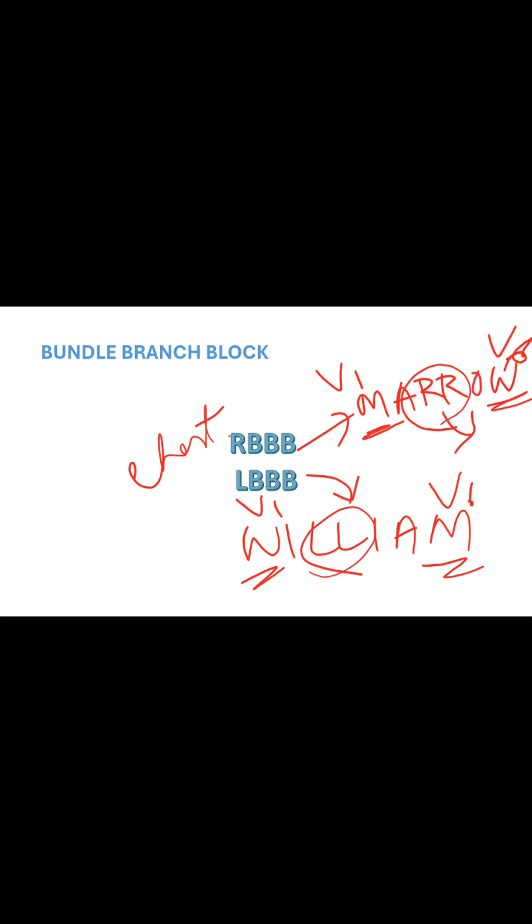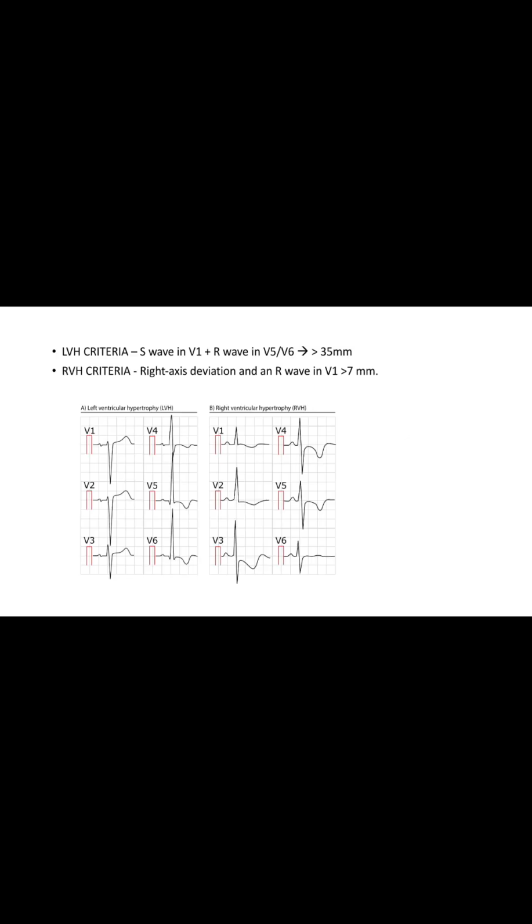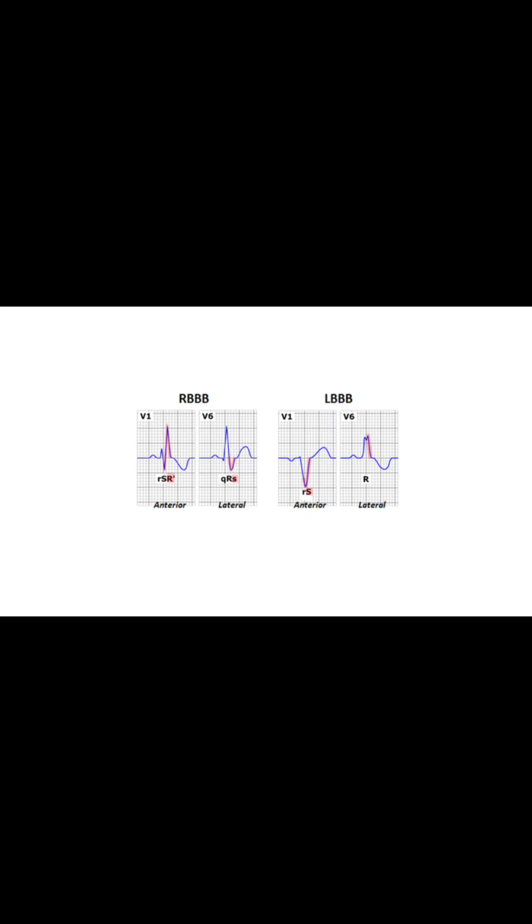I'll try to explain how it is happening. So this is the W pattern and M pattern, or it is also called the RSR dash pattern in V1, seen in RBBB, and a QRS pattern in V6. In LBBB, it is the W pattern in V1 with an M pattern in V6. Okay, so how is it happening?